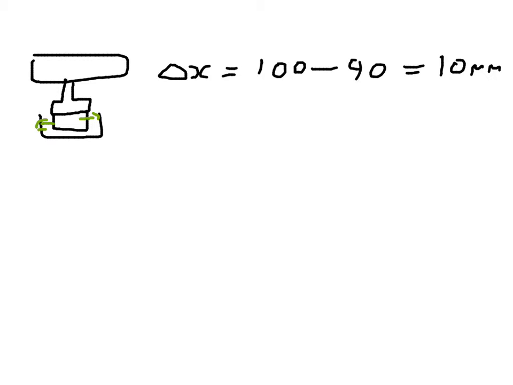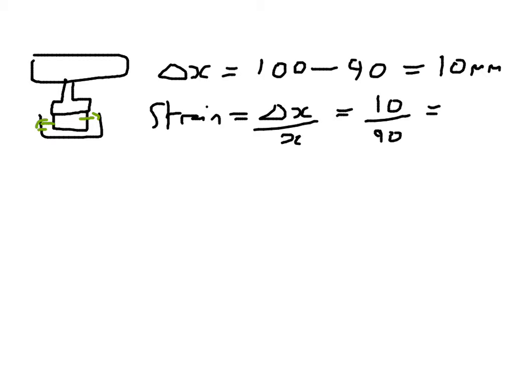That's going to mean a strain of change in length over original length. So 10 over 90, we're going to have a strain of 0.1 recurring. So in the x direction, the direction the green arrows are showing, there's going to be a strain of 0.1 recurring.